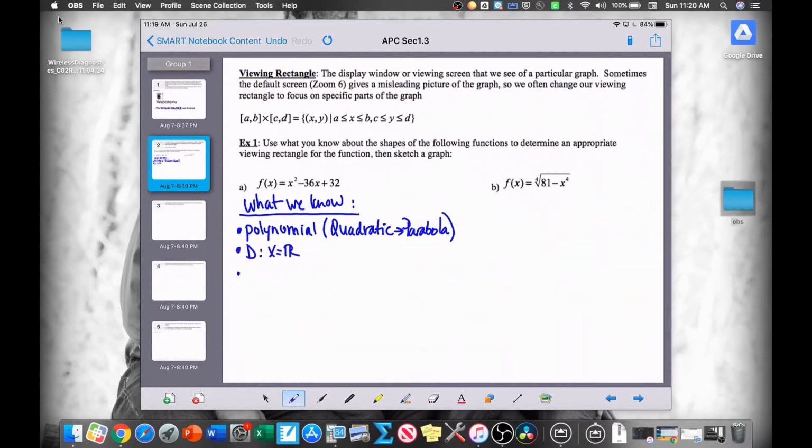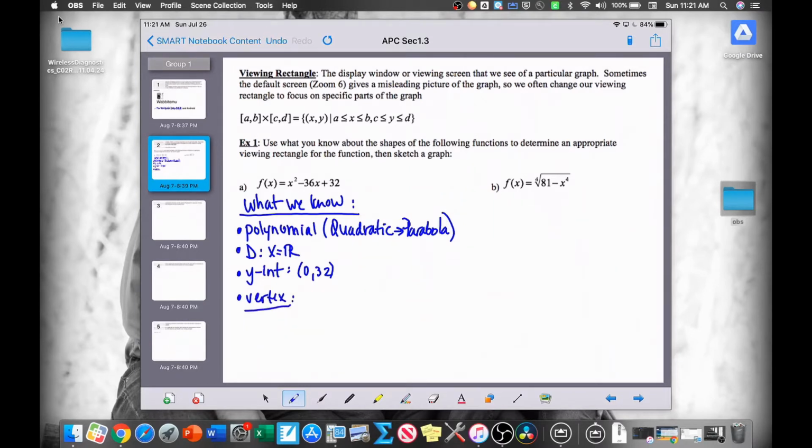I know my y-intercept from the equation. The y-intercept is always the constant term, so my y-intercept is going to be (0, 32). So I'm definitely going to have to adjust my viewing rectangle if I'd like to see my y-intercept on the graph. I don't know what my vertex is because this equation is in standard form, not in vertex form, but I can find it. Hopefully you remember how to find the vertex of a parabola.